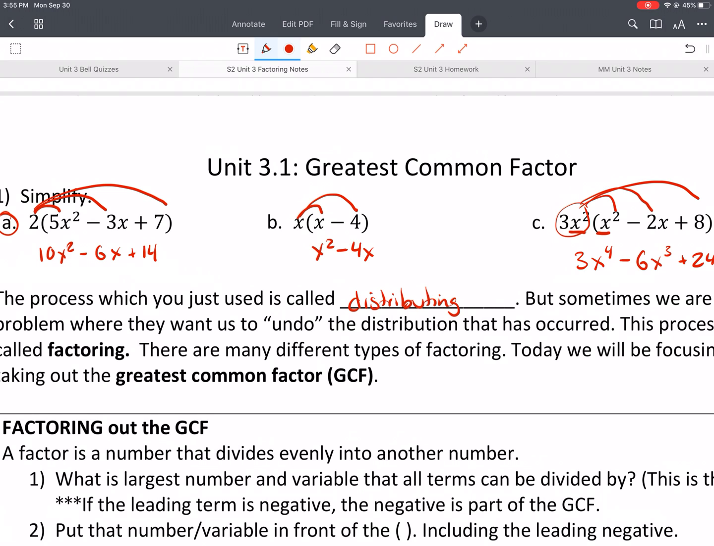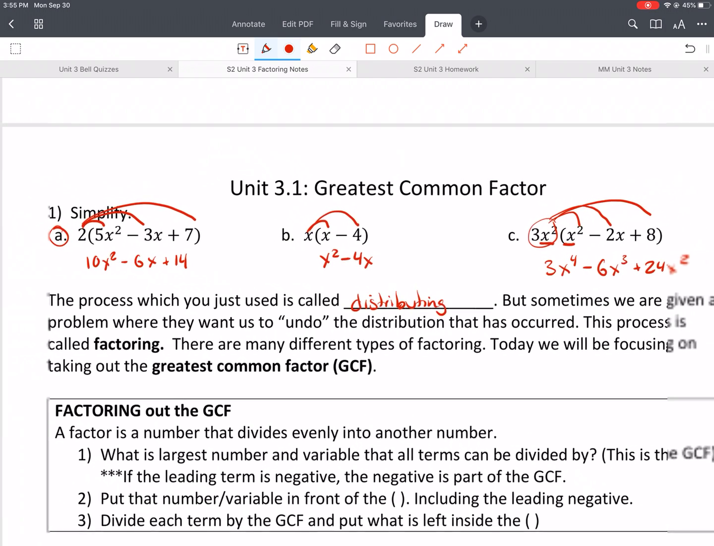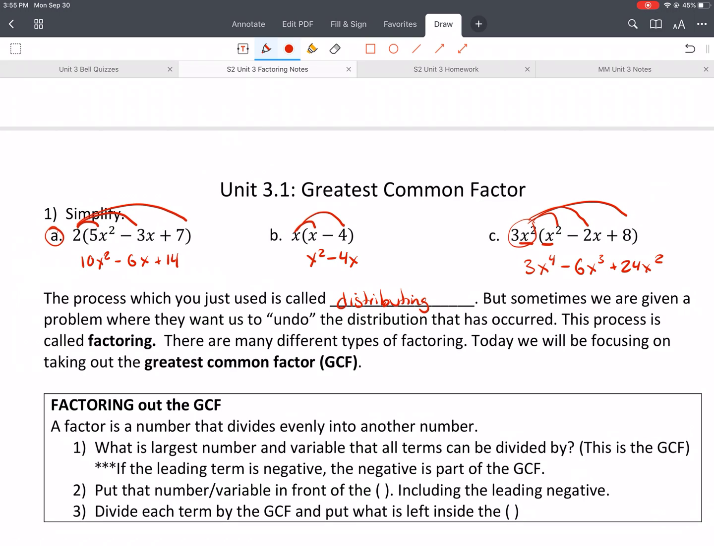Okay, but sometimes we have problems where we want to undo that distribution. This is called factoring. All right, basically undoing distribution is factoring.